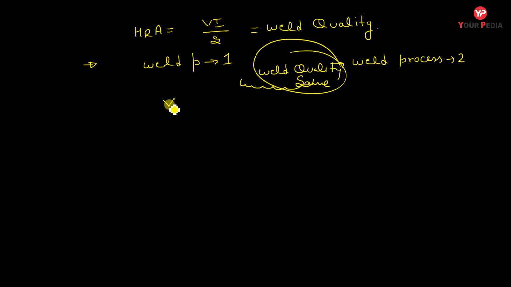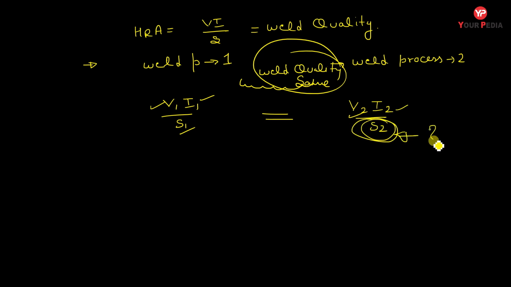For example, voltage is V1 and current is I1, speed is S1, and voltage is V2, I2 and speed is S2. If weld quality is the same, then these two quantities are the same. Out of these, voltage is given, current is given, speed is given, voltage is given, I2 is given, then calculate the speed of welding. This is a question that is actually asked in the GATE examination. Friends, I hope you understand this concept also.